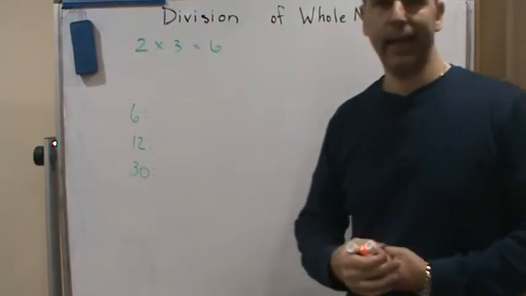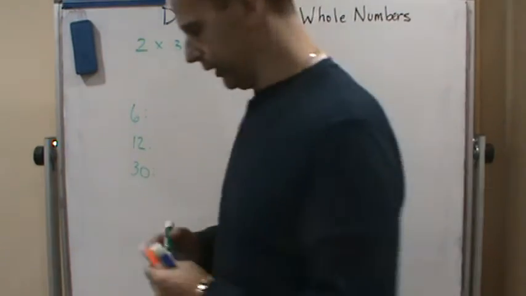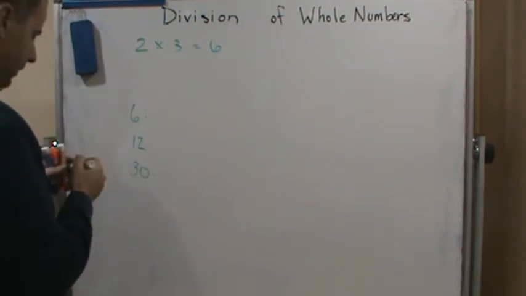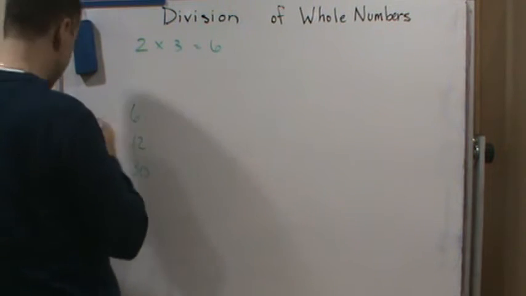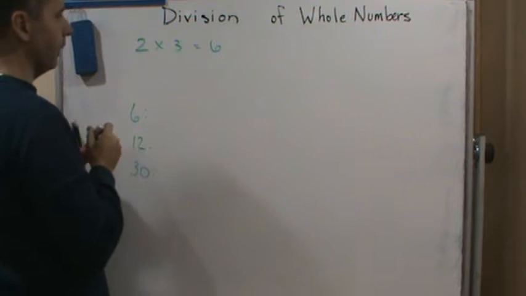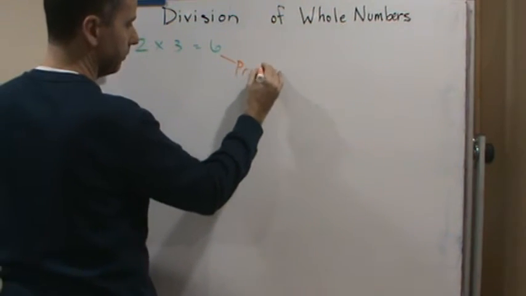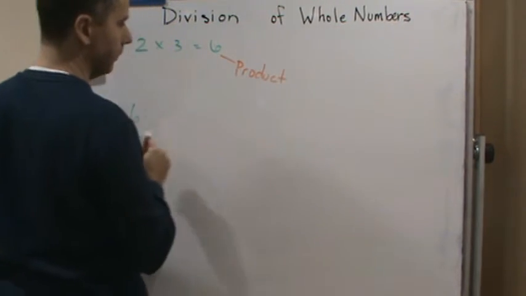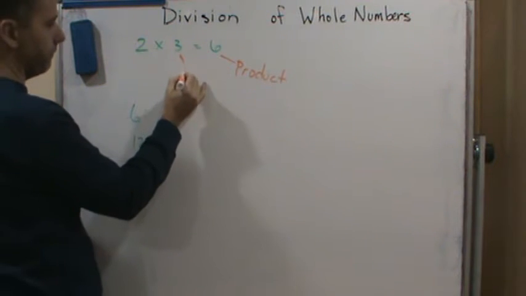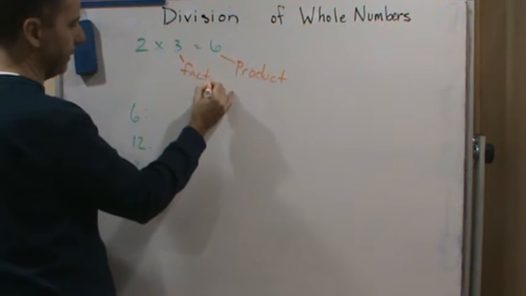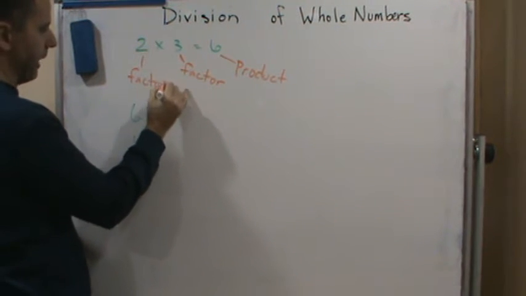Okay, so welcome back, and now in this video we're going to talk about something called factors. If we look at this multiplication problem here, we have 2 times 3 is equal to 6. 6 is the answer, right? This is called the product. But the two numbers that we're multiplying together are called factors. So 3 here is a factor, and 2 here is also a factor.